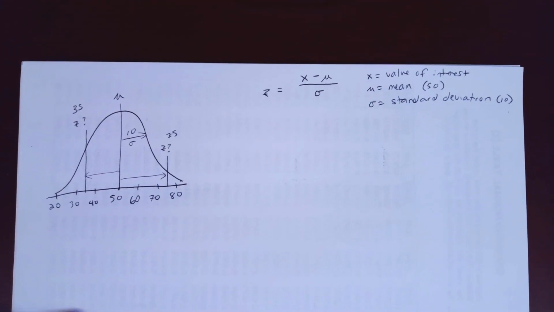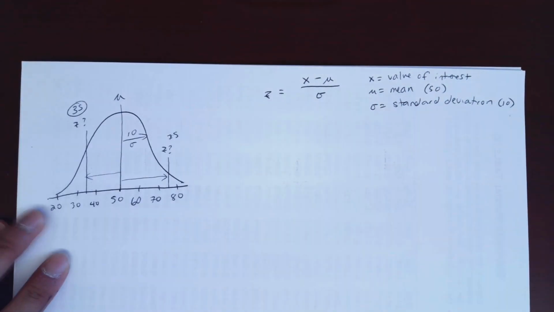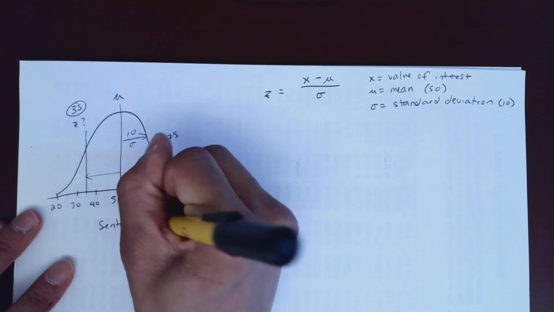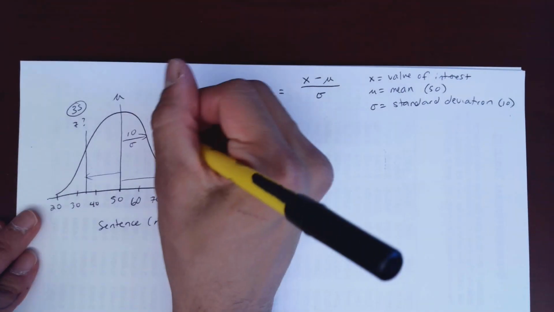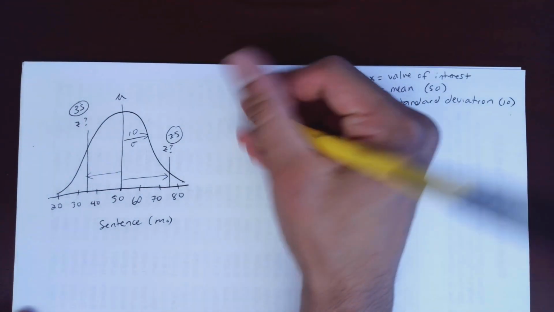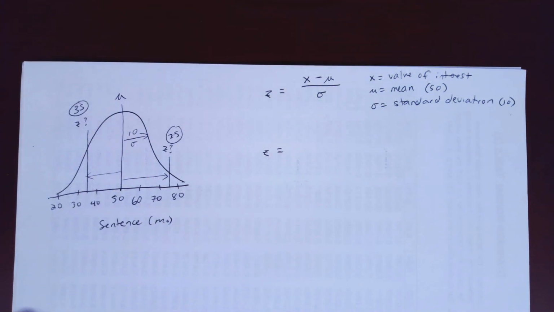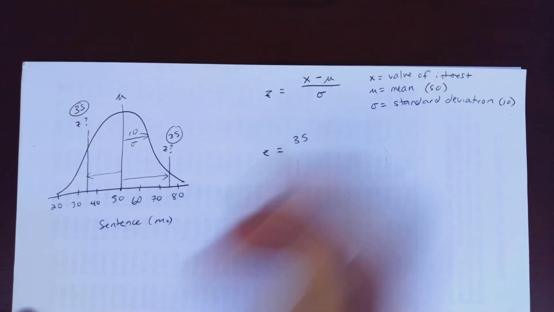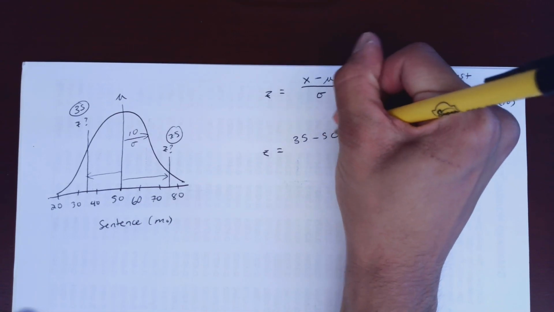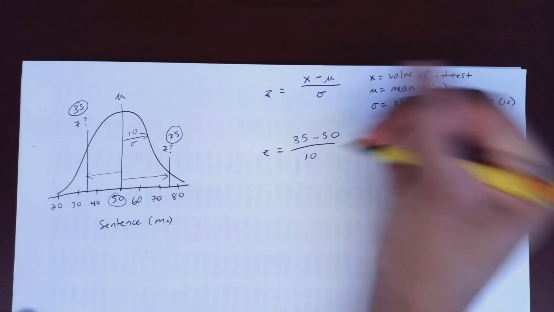The value of interest is simply the value that you want to calculate a z-score for. So one value of interest that we have here in this example is 35 months. So this is our sentences in months. And another value of interest that we're going to calculate a z-score for is 75. So I can calculate my z-score for 35 like this. I'm going to plug in these three values. 35 is my value of interest. 50 is my mean. And 10 is my standard deviation.